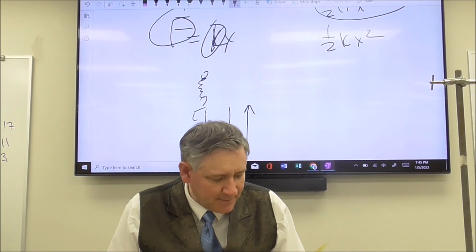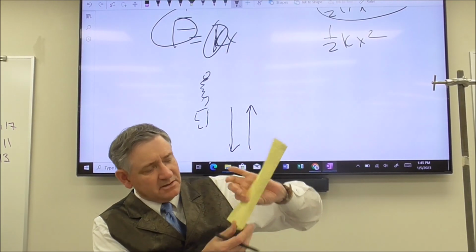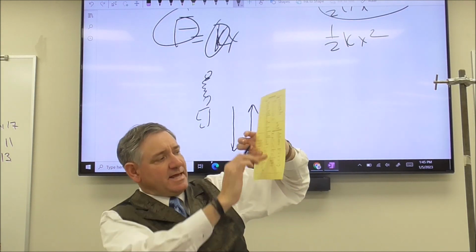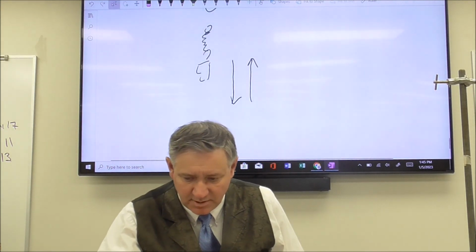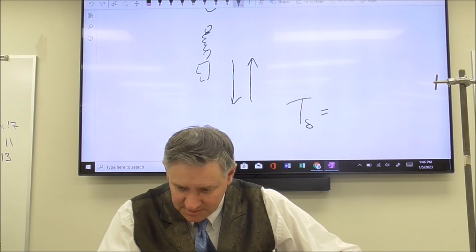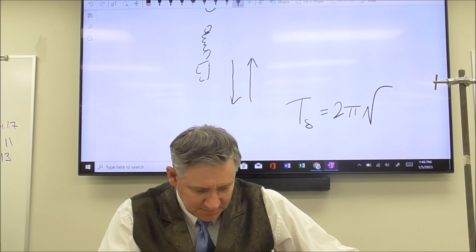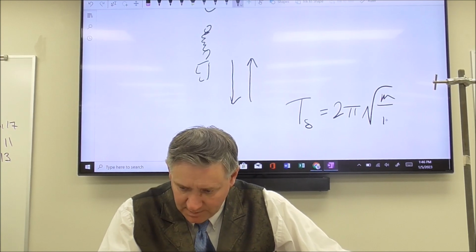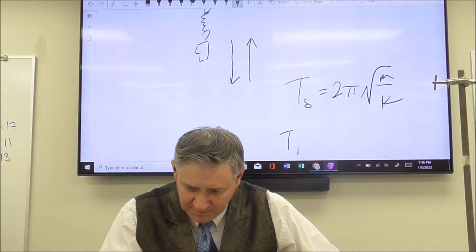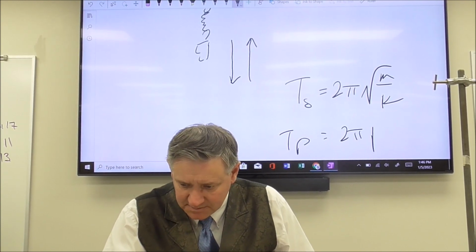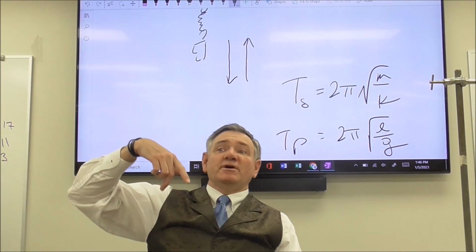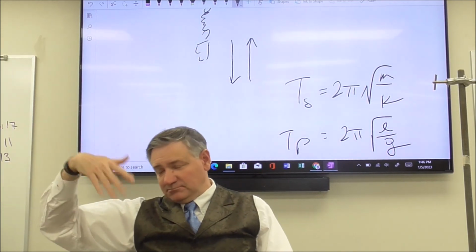Okay. So on this yellow sheet, we're underneath the mechanics section. Here are the equations that we're going to be dealing with. You have what we're going to use on this lab, which is 2 pi times the square root of m over k. And then you have the period of a pendulum, which is 2 pi times the square root of L over g. So this is a new equation that you all haven't worked with before.